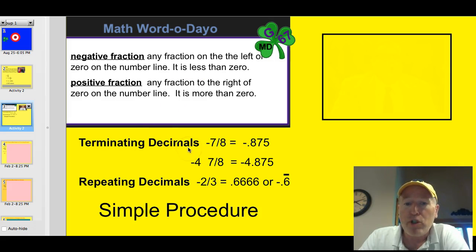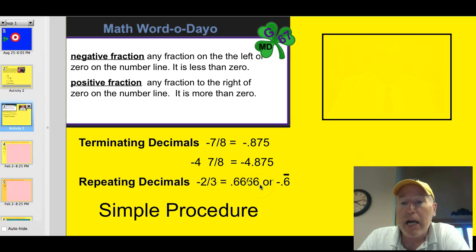We also have to talk about terminating decimals. Terminating decimals are decimals that end cleanly, like 7/8 or negative 7/8. It's just minus 0.875. It's done. All right. 4/10. It's just 0.4. It ends. Repeating decimals are ones like 2/3 and 1/3 that we've become very familiar with.